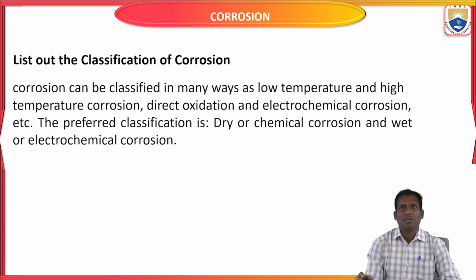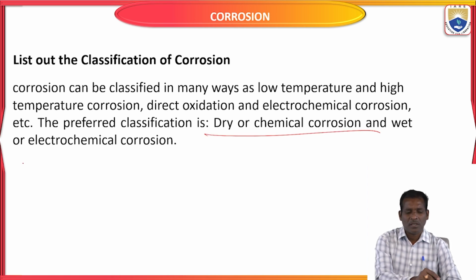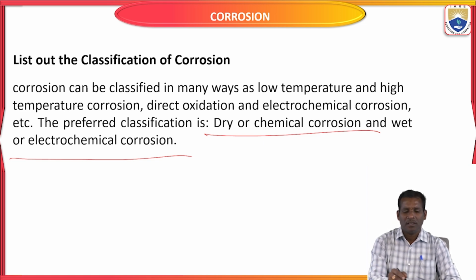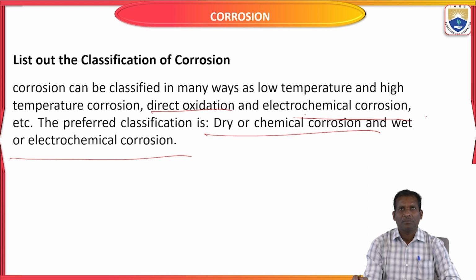List out the classification of corrosion. We have already studied that there is dry chemical corrosion, or wet or electrochemical corrosion: direct oxidation and electrochemical corrosion.